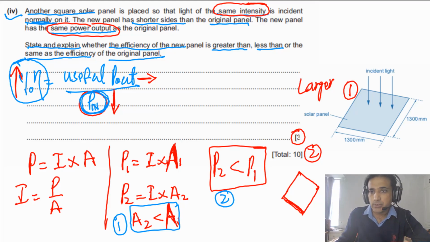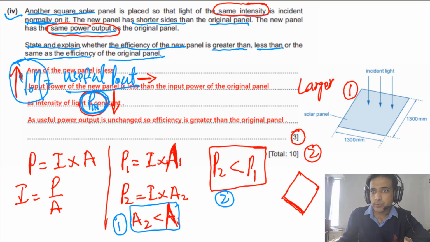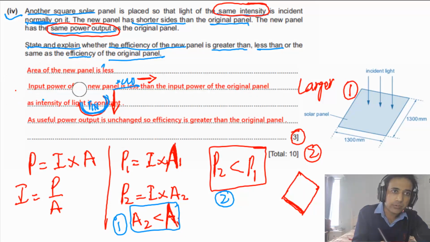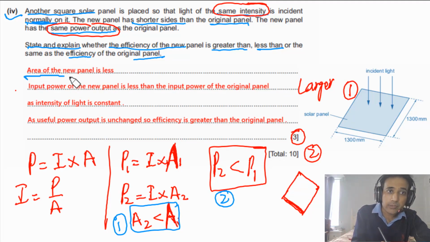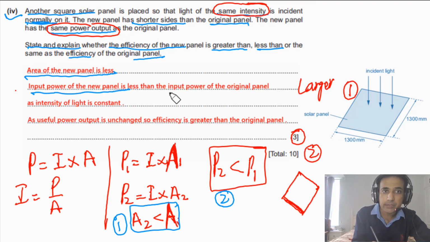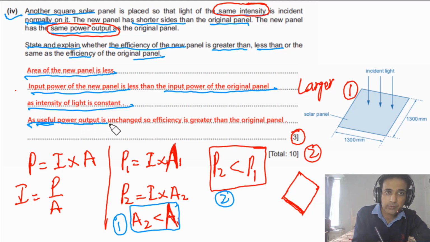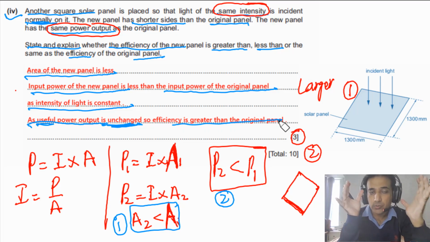Now let me clean this a little bit and show you how you can write down your final answer. In the answer you have to write these points. So let me clear this so you can see what is written for the answer. Area of new panel is less, 1 mark you will get. Input power of the new panel is less than the input power of the original panel, as useful power output is unchanged. Useful power output is unchanged, so efficiency is greater than the original panel. So this is how you can answer.